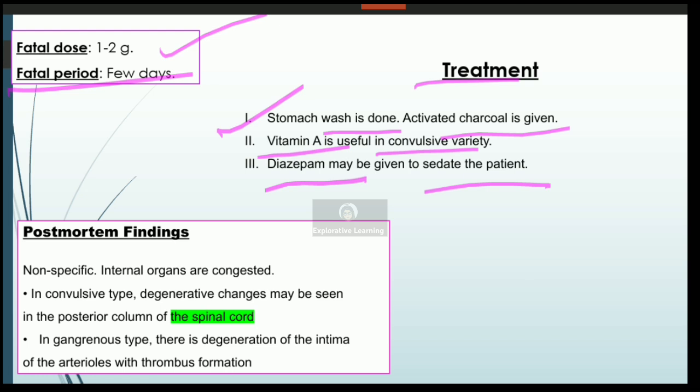Then specific post-mortem findings are most often not observed in the case of ergotism. Internal organs are often congested, and there are two types as already stated, convulsion type and gangrenous type. In the convulsion type, degenerative changes can be seen in the posterior column of the spinal cord, and in the gangrenous type there is degeneration in the intima of arterioles and a thrombus can be formed.